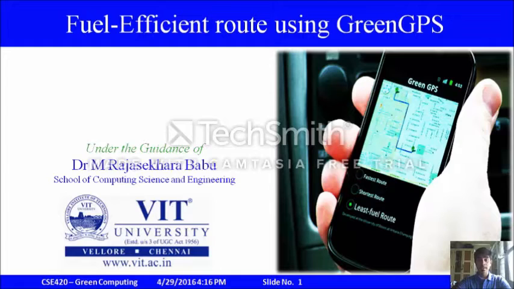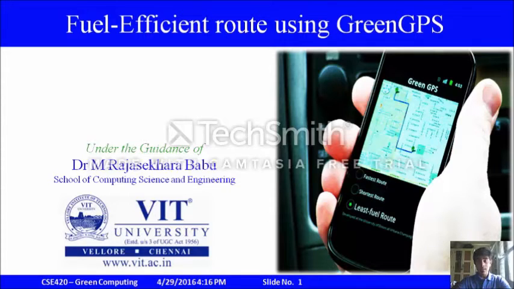Now Google Maps basically tells us about the shortest or the fastest route between any two arbitrary points. Similar to Google Maps, Green GPS tells us about the green path between any two arbitrary points. Now what does green path mean? Green path basically means that it will tell us about a route which will consume the minimum amount of fuel.